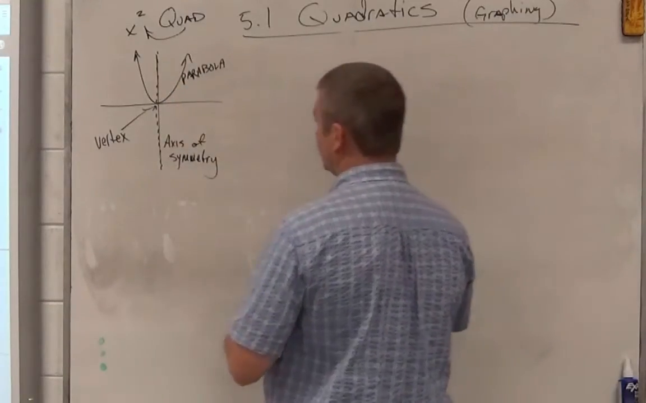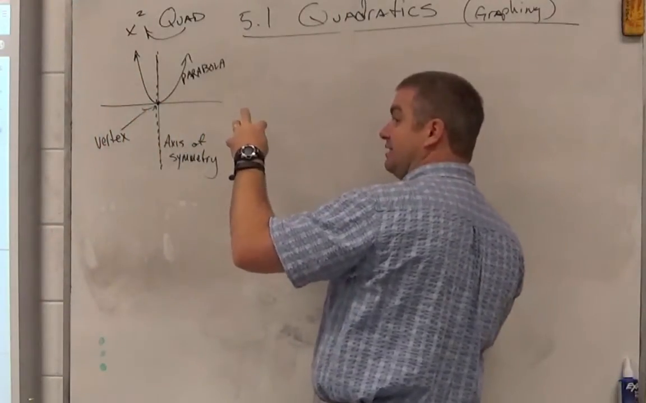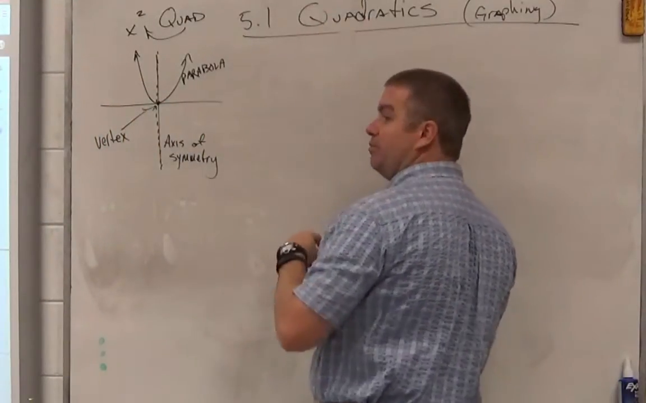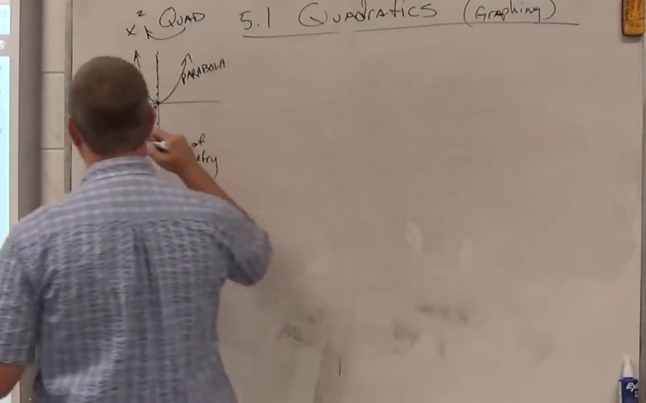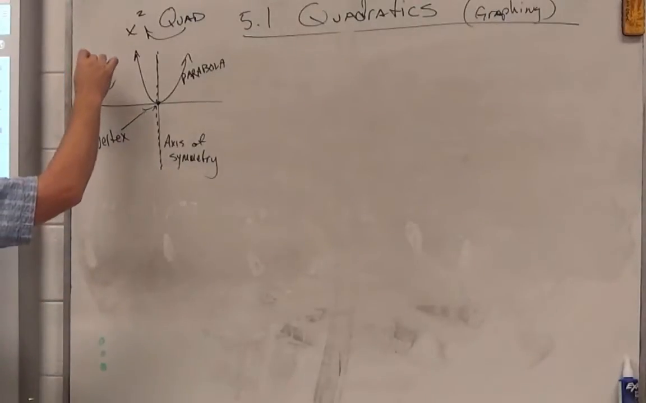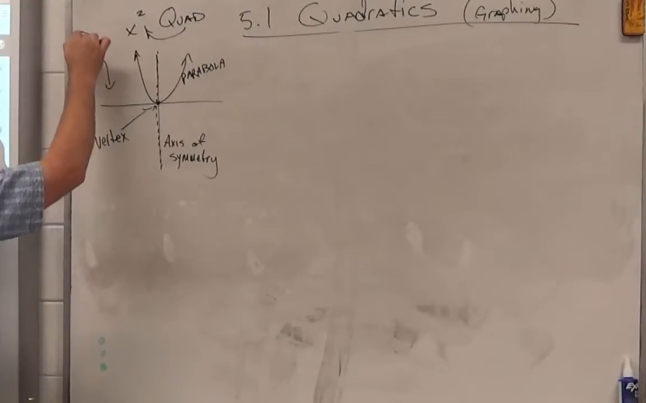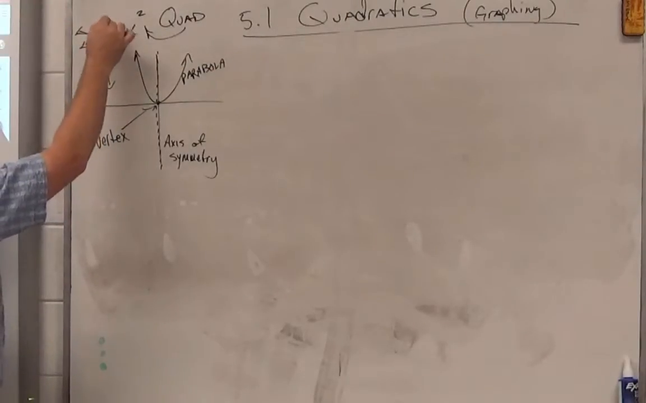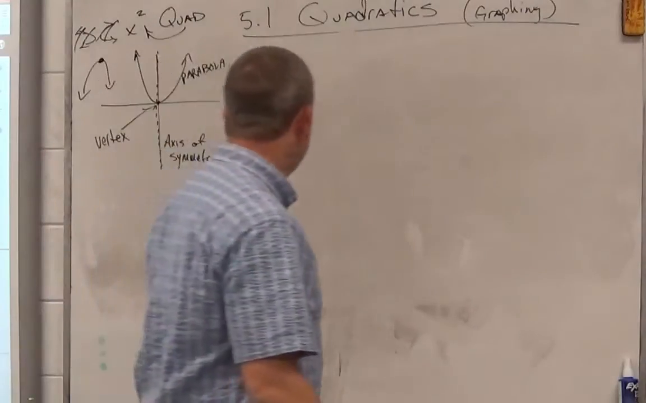The vertex is where the parabola changes from going down, down, down, hits the lowest point, and starts to go back up. It's not always the lowest point though, because some parabolas look like this, right? The parabola goes up, up, up, hits that point and then starts going back down. There would be the vertex. There are parabolas that open up left and right, but we're not talking about them in analytic geometry.